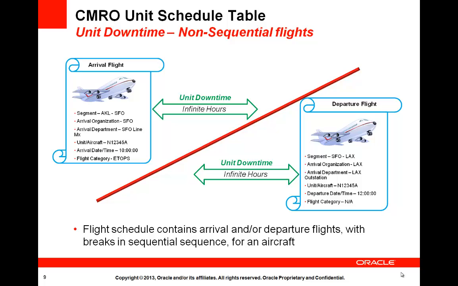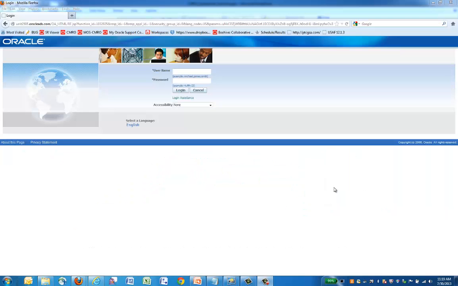We will now view the flight schedule in the flight schedule UI in cMRO, as well as view the unit downtimes, both sequential and non-sequential flights, that are located in the Search Unit Downtimes UI of the Aircraft Maintenance Planning Workbench. To search for flight schedules, we'll begin by logging into the system.